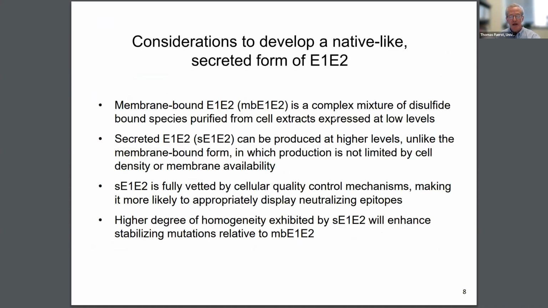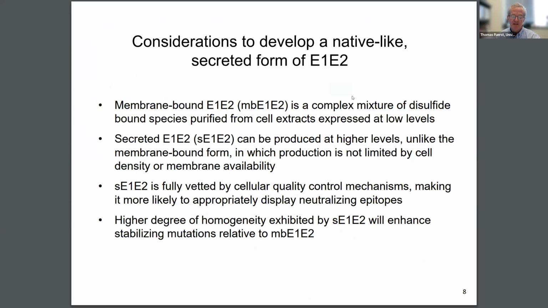So as we know, the E1E2 complex contains key epitopes that elicit neutralizing antibody responses, making it a primary target for vaccine development. However, the E1E2 transmembrane domains that are critical for native assembly make it challenging to produce in a homogeneous soluble form because it needs to be purified from the endoplasmic reticulum of cell extracts.